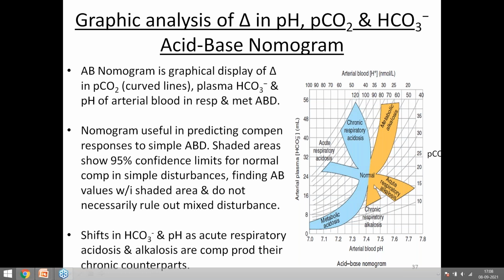Because the chronic process means, again, it's been there for a long time and the body has been trying to compensate. And so the value of bicarb has gone down towards acidosis to compensate for this alkalosis. So this is how an acid-base nomogram helps us to understand what situation we are coming across. Is it acidosis? Is it alkalosis? And whether it is showing an acute or chronic pattern.